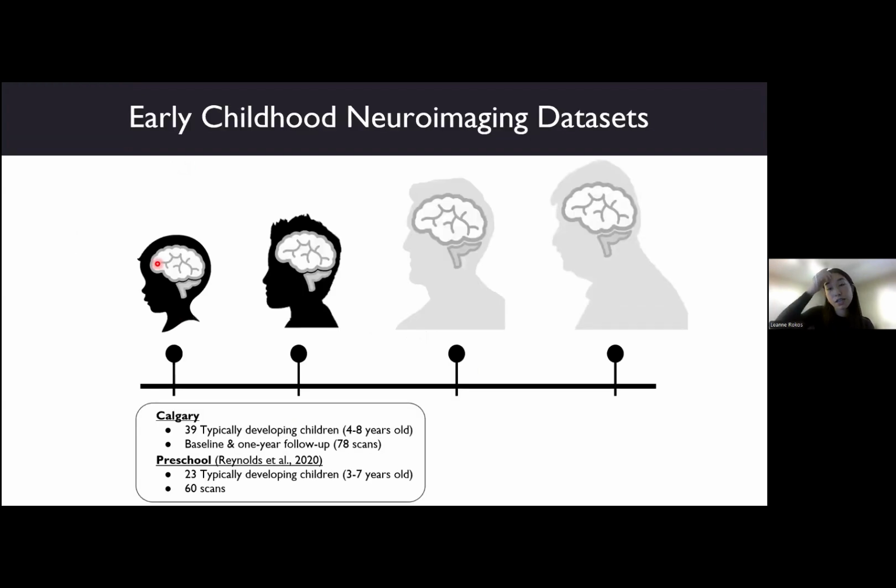The neuroimaging data that I used included anatomical, functional MRI, and diffusion MRI collected by Dr. Sidney Bray at the University of Calgary. We assessed data from 39 typically developing children between the ages of 4 and 8 and at a 1-year follow-up period, so we have longitudinal data. An open source preschool data set was also used, which included data analyzed from 23 control children with 60 scans between the ages of 3 to 7, so a slightly younger age group.